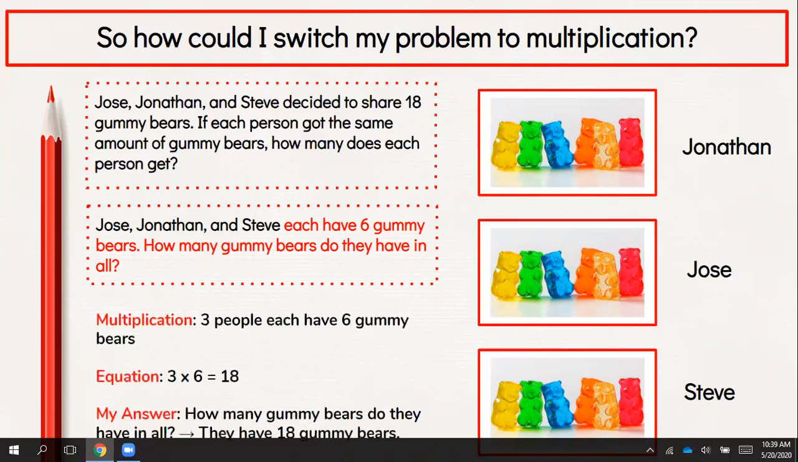So what I'm going to do is I'm going to do 3 people each have 6 gummy bears for multiplication, and I'm going to find my equation. It's 3 times 6, or 3 groups that have 6 in each group. And 18 is the total number of gummy bears. So my answer to how many gummy bears do they have in all is that they have 18 gummy bears.